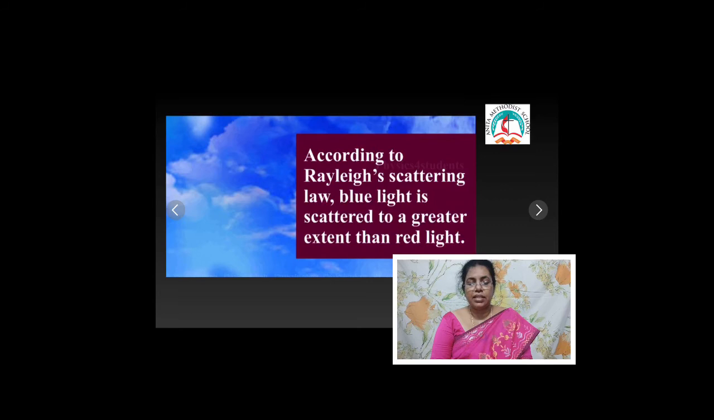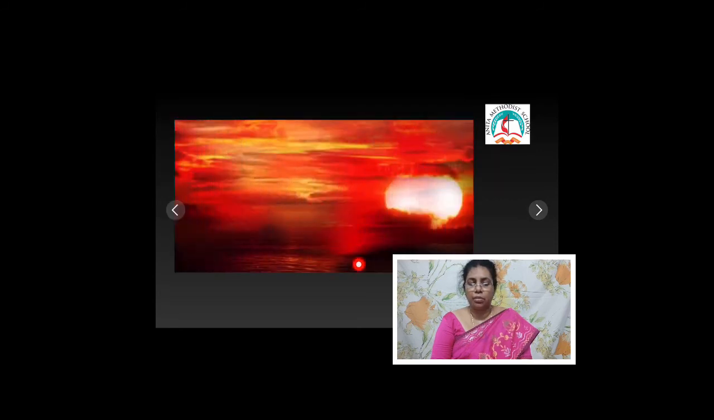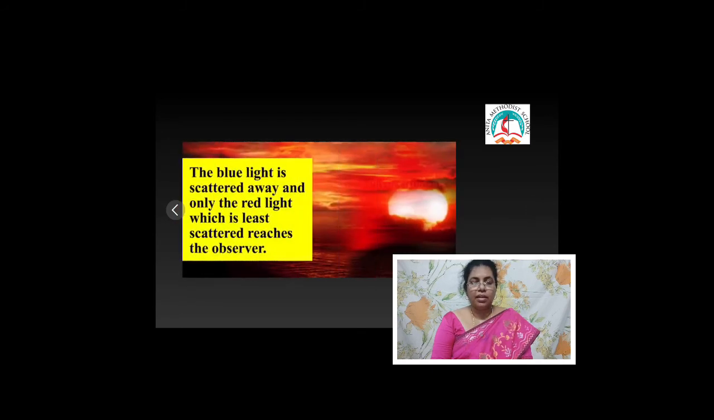At sunrise and sunset, the rays from the sun have to travel a larger part of the atmosphere than usual. So the blue light is scattered away and only the red light, which is least scattered, reaches the observer.